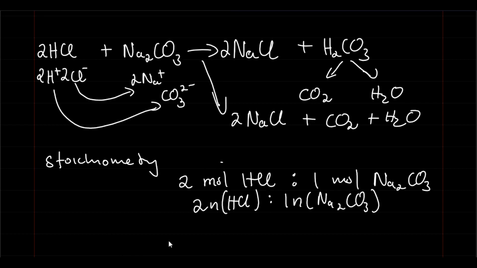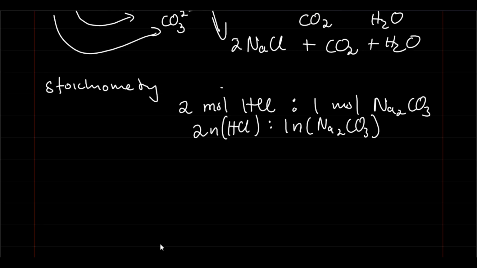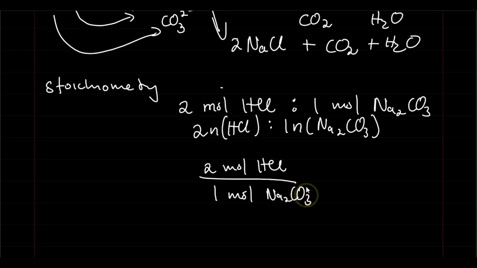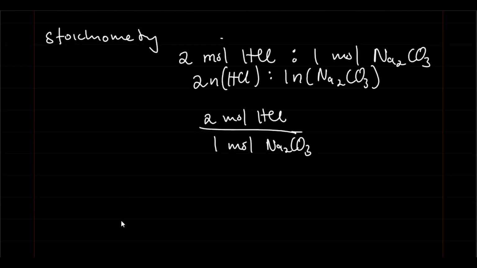Also the notation can be written like this: 2 moles of HCl is to 1 mole of Na2CO3. It's the same thing. Remember, ratio means we are dividing.